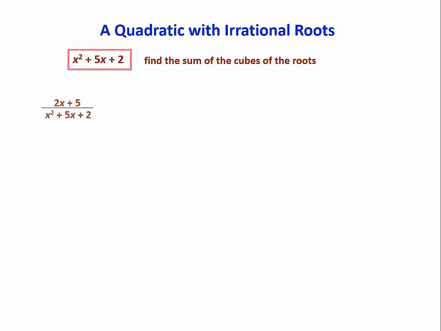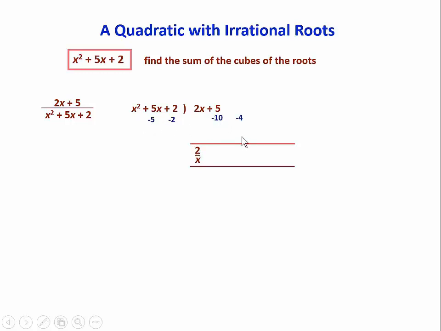All we need to do is to divide the quadratic into its differential, like this. So there it is set out. We transpose the values of x, we get minus 5 and minus 2. We divide the first by the first, we get 2 over x. We multiply the 2 by those transposed figures and put up minus 10 and minus 4.